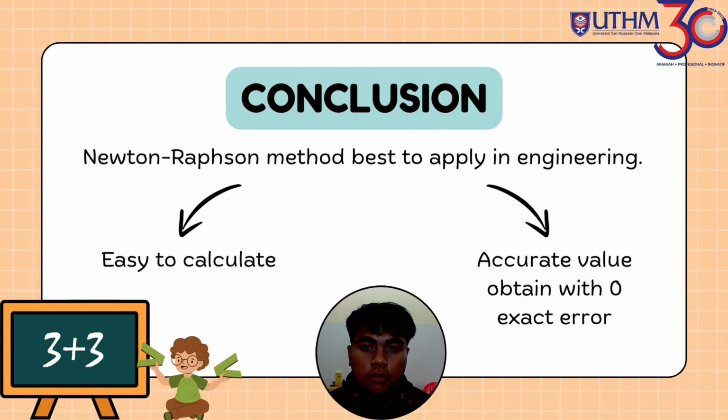To conclude, the Newton-Raphson method is best to apply in engineering because the method is easy to calculate and can be visualized better by using a table. And lastly, the value obtained is precise and accurate because the value comes with zero exact error.